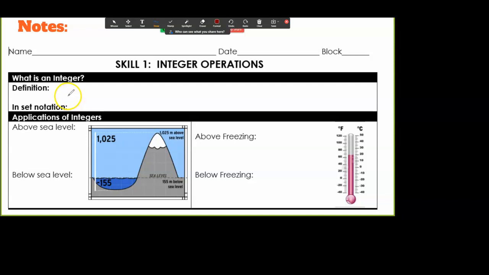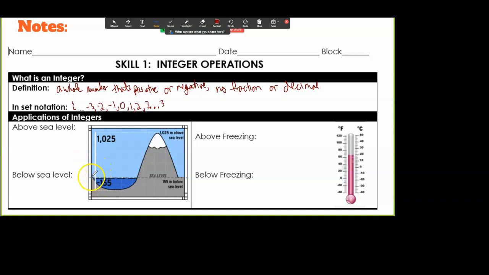First thing we're going to do is define what an integer is. An integer is a whole number that's positive or negative. It's no fraction or decimal. In set notation, this looks like -3, any negative number that's a whole number, 0, and then any positive number that's a whole number.